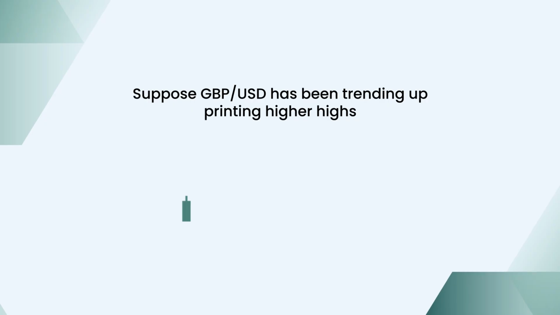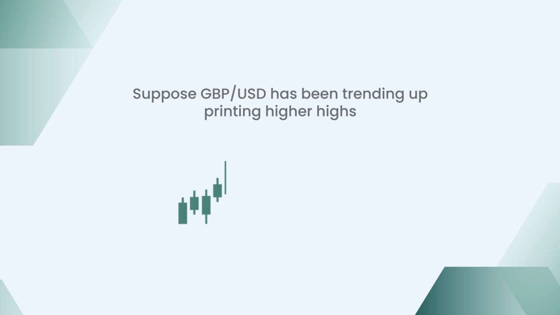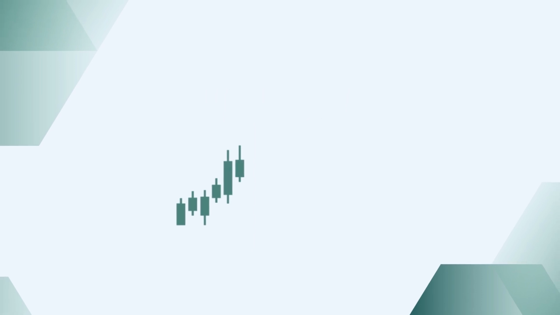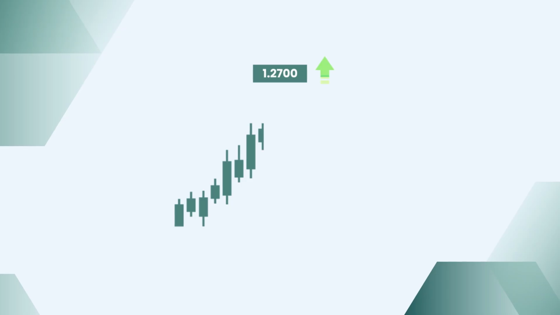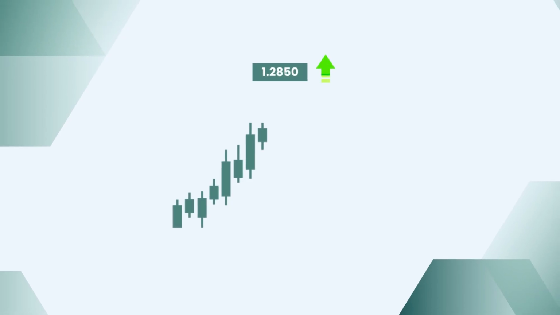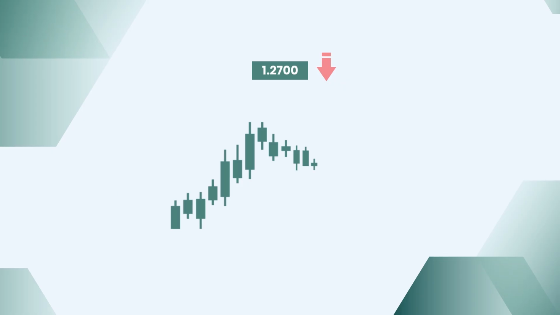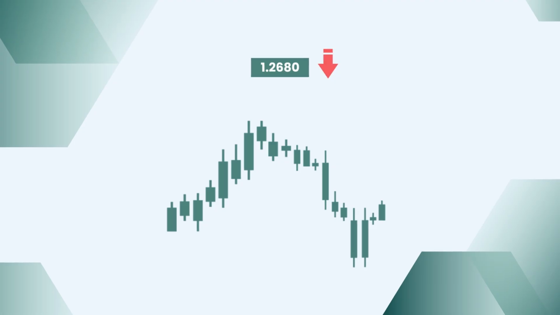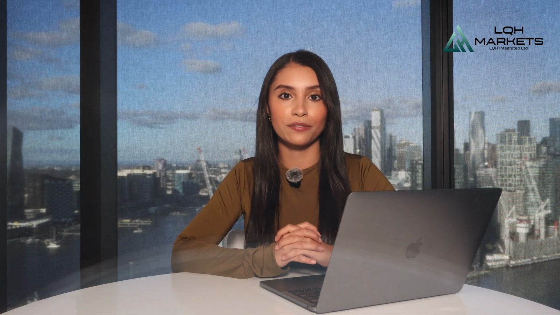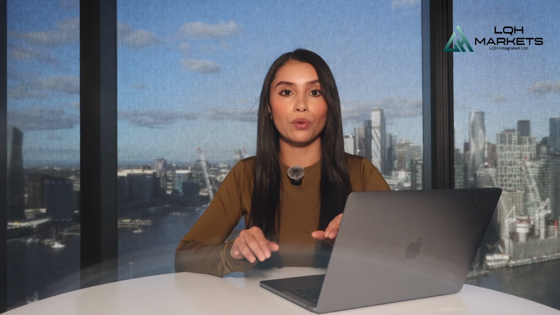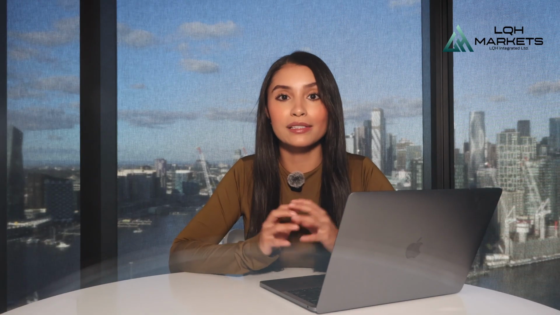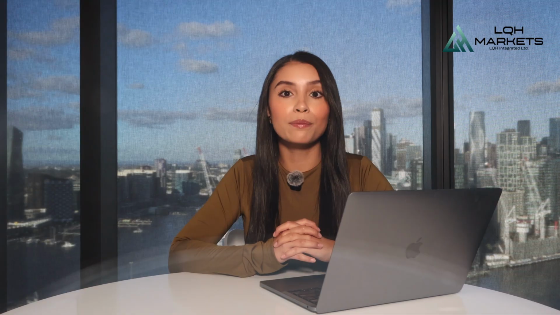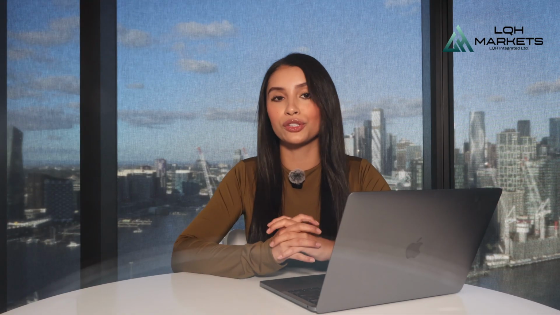Here is an example with numbers. Suppose GBPUSD has been trending up, printing higher highs. The last higher low is at 1.2700. Price pushes to 1.2850, then falls sharply and breaks below 1.2700, closing at 1.2680. That's your structure shift. The uptrend rhythm just broke. The smart trader now flips bias, waiting for a lower time frame pullback to sell with the new bearish structure.